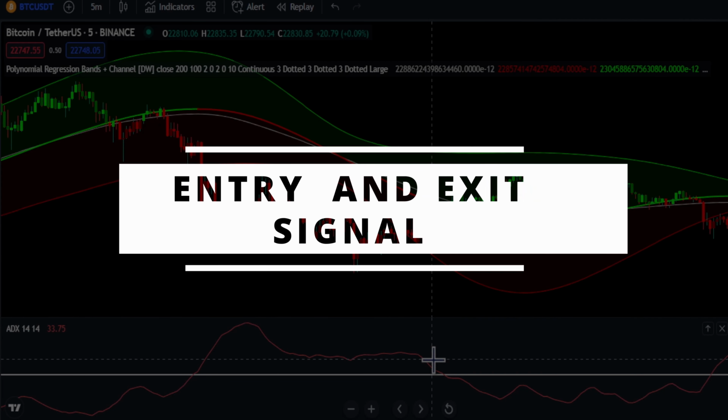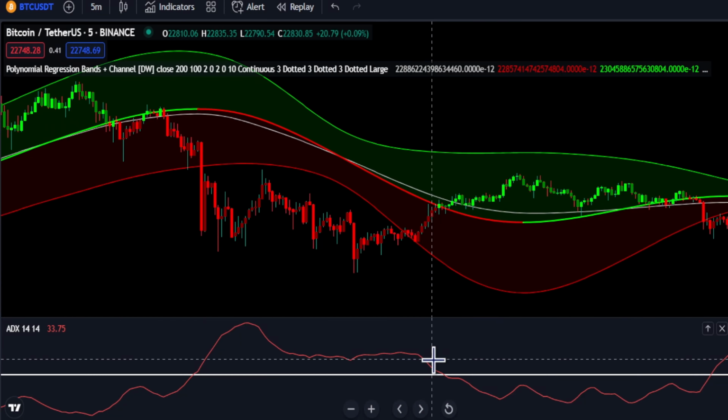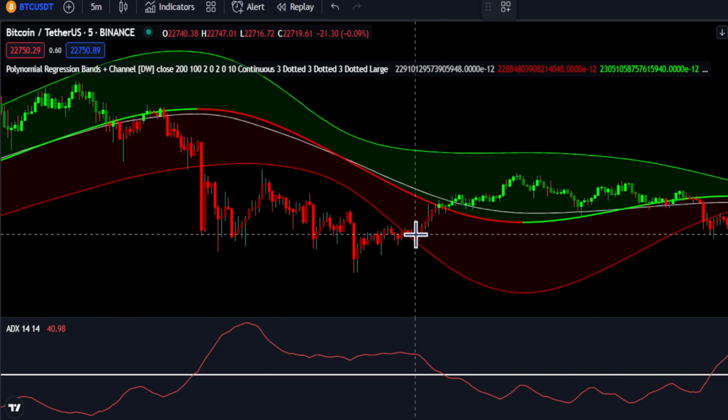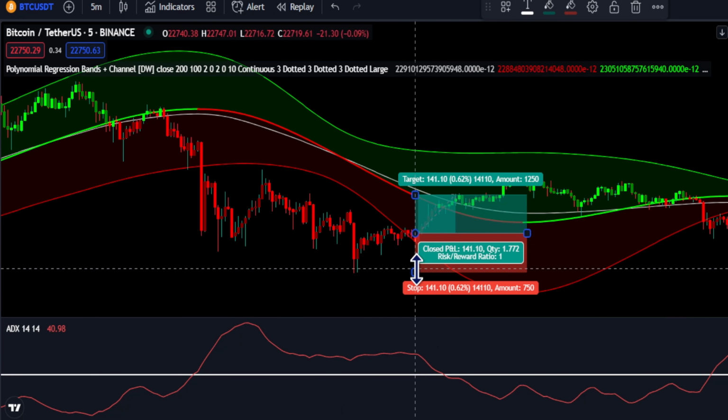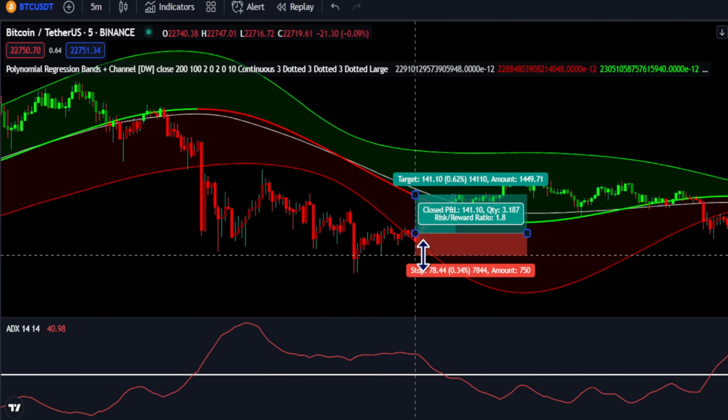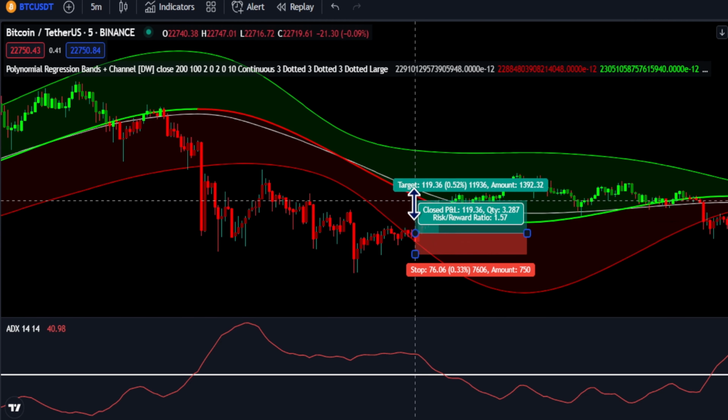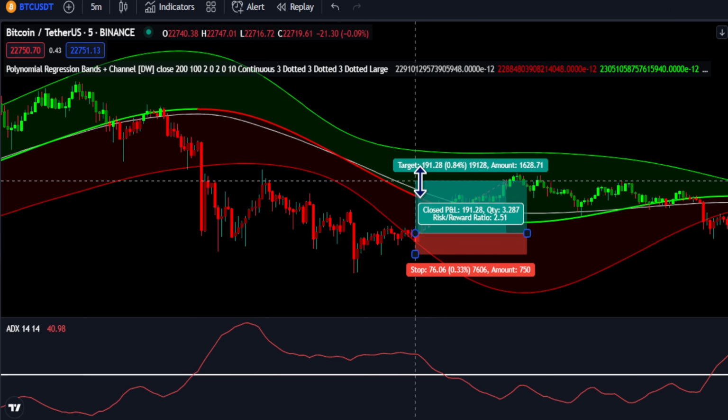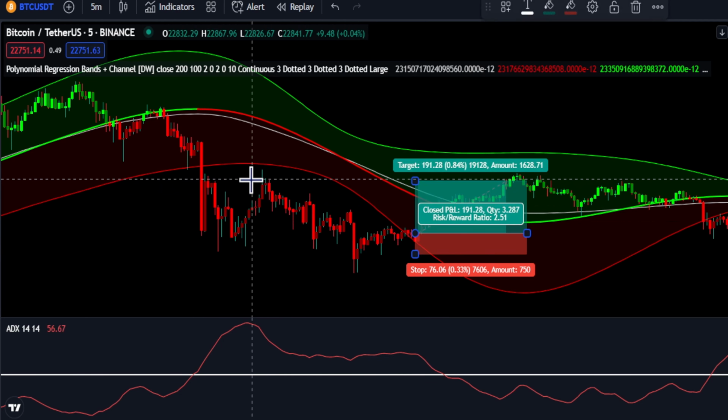Entry and exit signal. Once all the conditions have been met, we will now enter a position. We will place our stop loss at the recent swing low. We will put the take profit at the recent swing high or when the price reaches the upper band again. As you can see, the trade was indeed profitable.